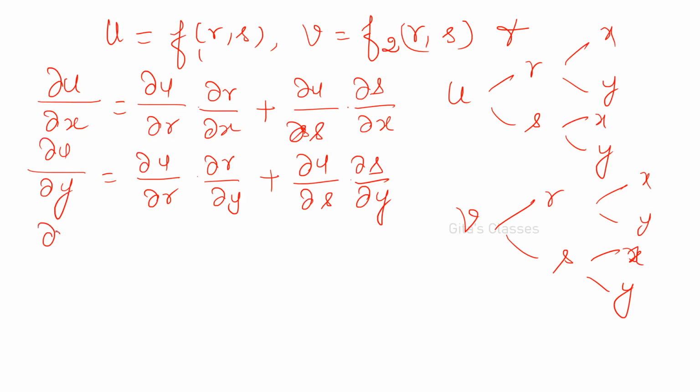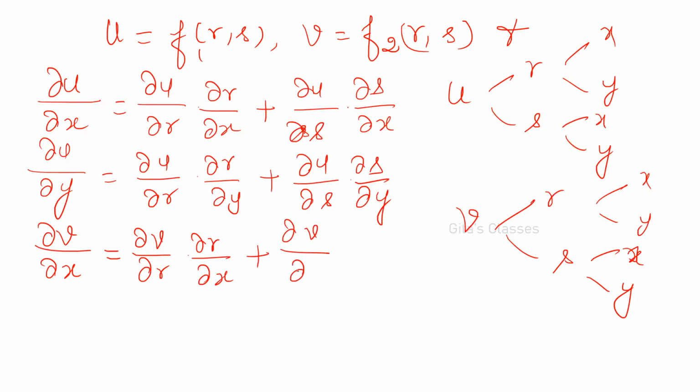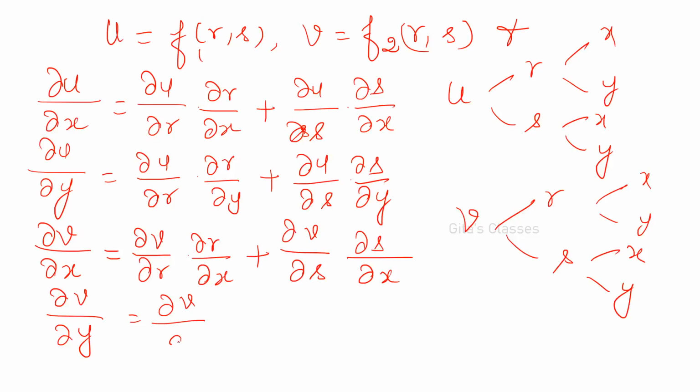Similarly, for v, dou v by dou x, differentiate partially with respect to x. Dou v by dou x means from v you have to go to x. So dou v by dou r into dou r by dou x, plus through s also you can go, so dou v by dou s into dou s by dou x. Similarly, dou v by dou y is dou v by dou r into dou r by dou y plus dou v by dou s into dou s by dou y. So these are the partial differential coefficients.